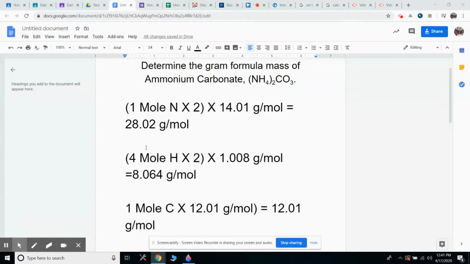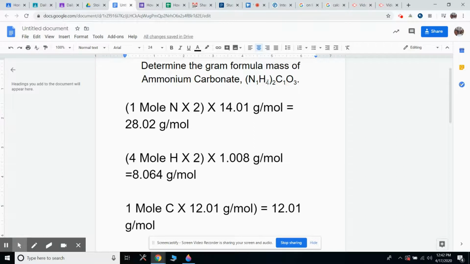All right, here's my solution to this question. So we do not have a subscript written here. Remember, it would be a 1, and there's no subscript here, so it would be a 1. I'm going to type them in there so you can see that. So I have 1 mole of nitrogen times the 2, because I've got to distribute this subscript that's outside the parentheses to each of the subscripts inside the parentheses. So 1 mole of nitrogen times 2 times 14.01 grams per mole is 28.02.